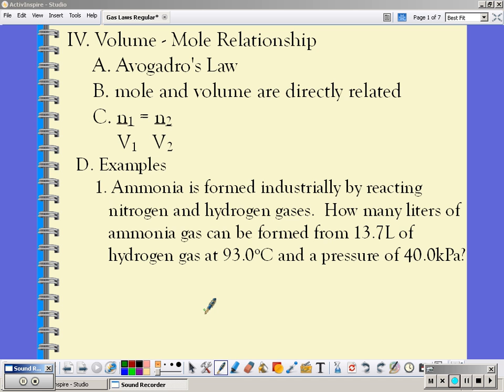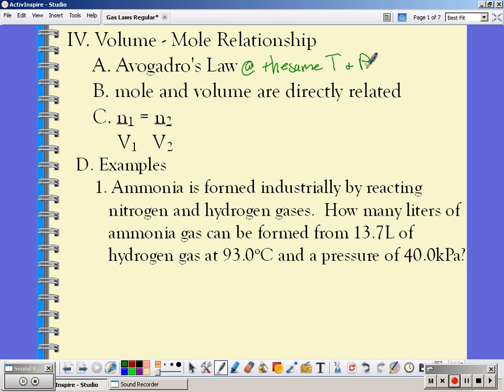Volume-mole relationship, Avogadro's law. When you're at the same temperature and pressure, so temperature and pressure are not changing, they're being held constant, then the moles and the volume are directly related. So we can say N1 divided by V1 equals N2 divided by V2.